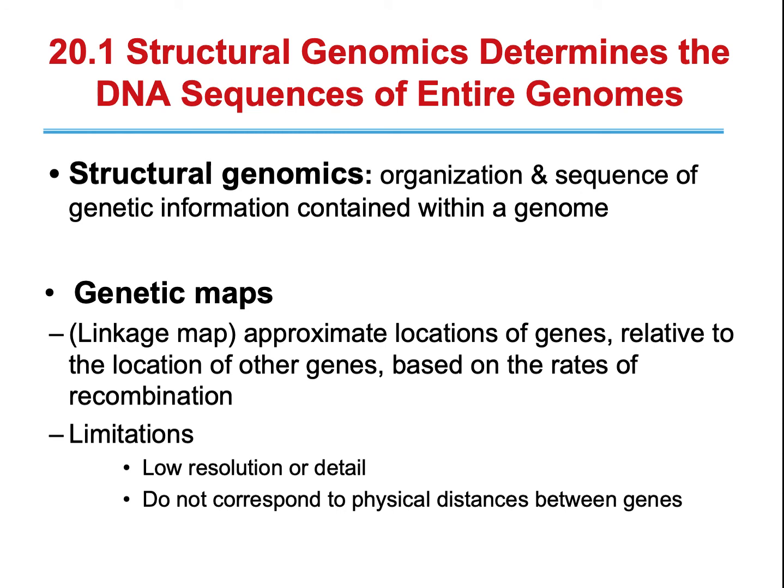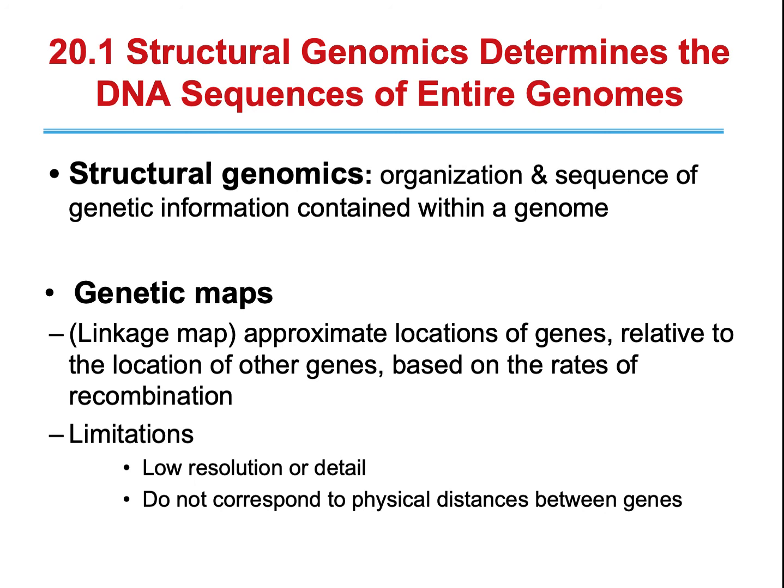Structural genomics is the study of the organization and sequence of genetic information contained within a genome, providing the basic DNA sequence that's used in functional and evolutionary studies. An early step in characterizing a genome may be to prepare genetic and physical maps of the chromosomes, which provide information about the relative location of genes, molecular markers, and chromosome segments, often essential for positioning chromosome segments and aligning stretches of sequenced DNA into a whole genome sequence.